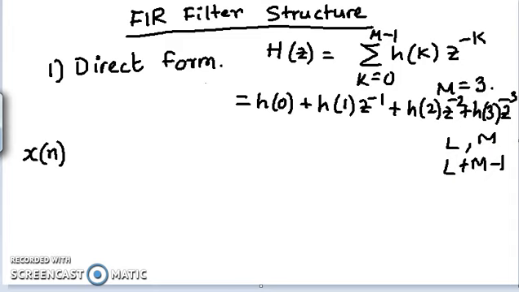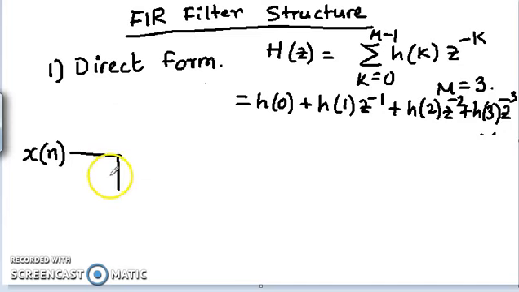So now we are trying to draw how we can draw the direct structure of this. First, x(n) is entering. Now the value of x(n) is multiplied with h0. So, this value will be multiplied with h0. So I am drawing h0 over here.